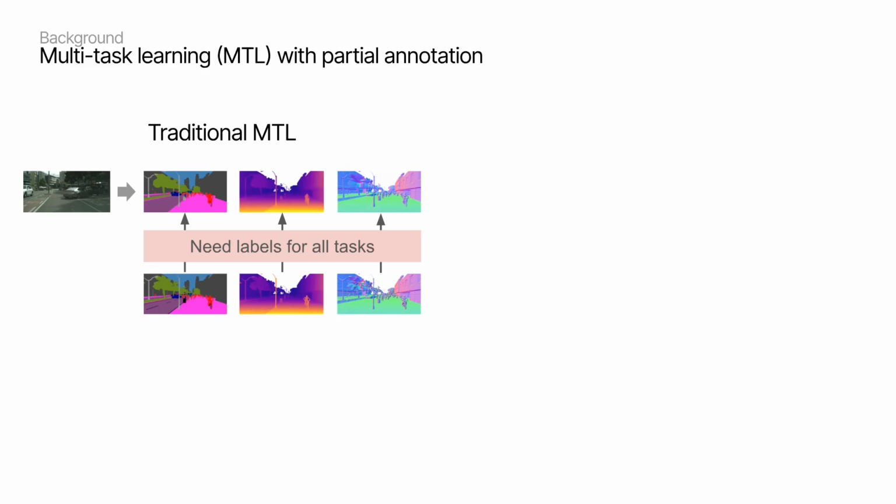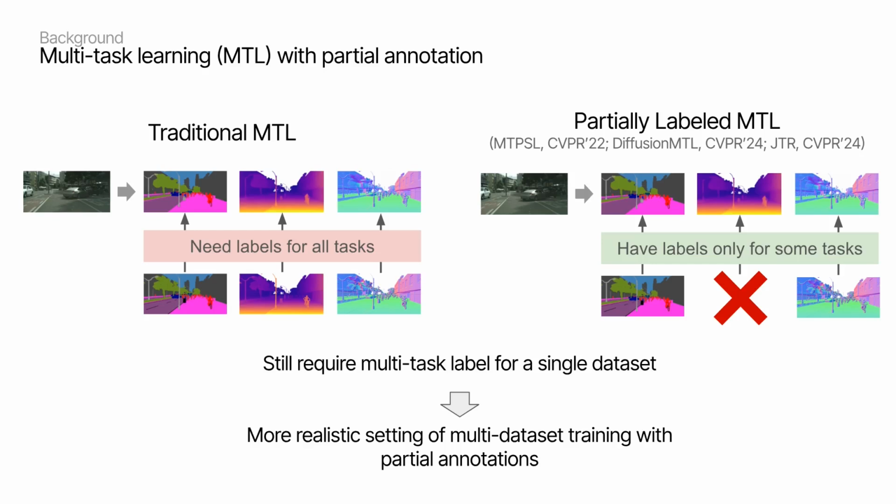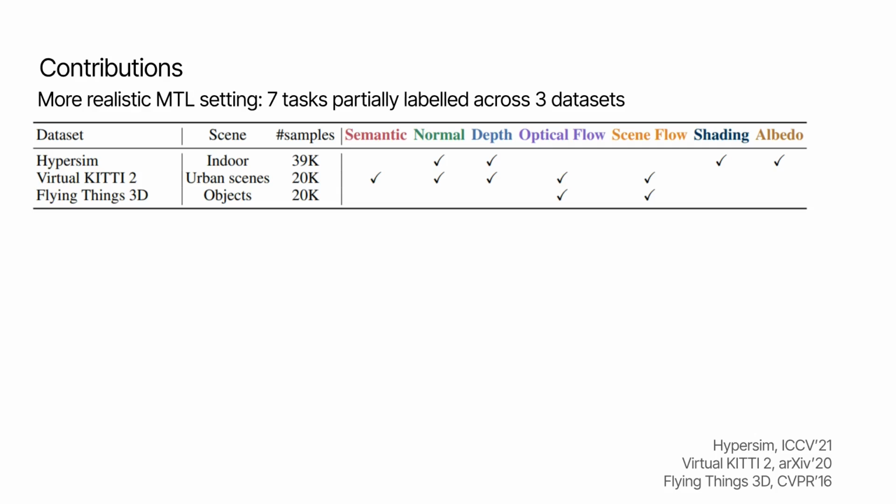Traditional multitask learning requires labels for all tasks simultaneously. Partially labeled multitask learning only requires labels for a subset of tasks, but still demands multitask labels within a single dataset. We move toward a more realistic setting, multi-dataset training with partial annotations, acknowledging that collecting multitask labels for every sample is challenging. Our main contribution is StableMTL, developed for this realistic multitask learning setting with 7 tasks partially labeled across 3 datasets: HyperSim, Virtual KITTI 2, and FlyingThings3D.